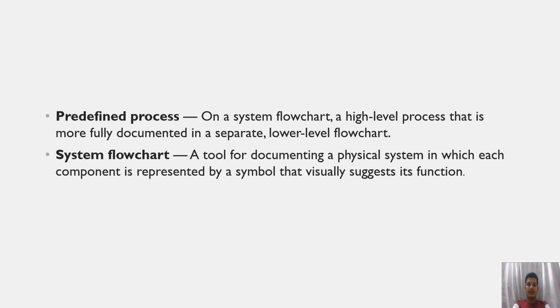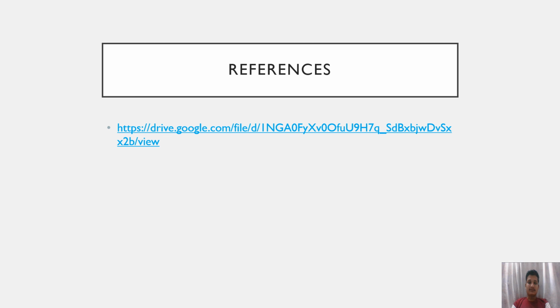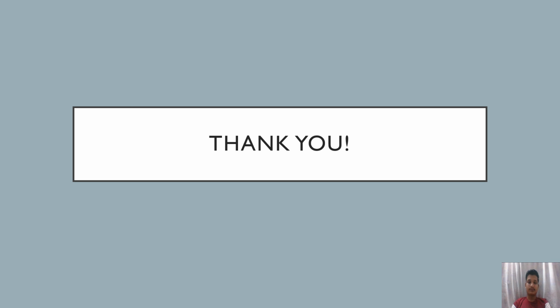And the predefined process, on a system flowchart, is a high-level process which can be broken down into many low-level processes, which can be expanded, that is, more fully documented in a separate and lower level flowchart. So this is the predefined process. I hope you have understood both of these key terms, system flowchart and predefined process, and how the predefined process is used in system flowcharts. And I have taken the reference from this book. Thank you. Thanks.